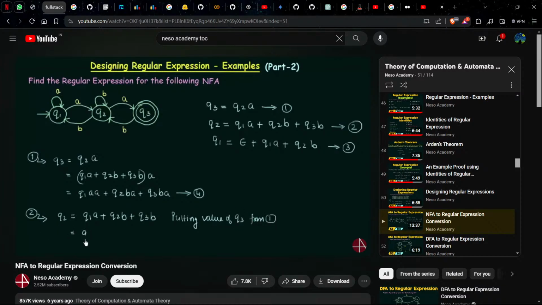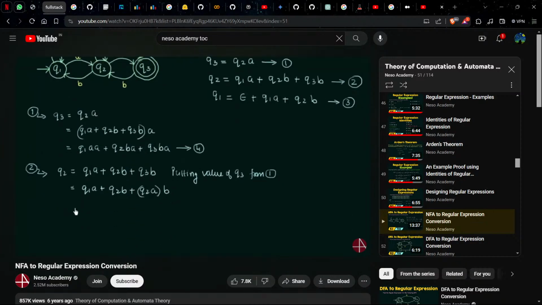So what do I get? Q1A will remain the same, Q2B also will remain the same, and Q3 can be written as Q2A, that is from equation number 1, and B as it is. Now let us simplify further. Q1A plus Q2B plus, I take this B inside, so this becomes Q2AB. Now we see that we have Q2 two times, so I can take Q2 common from this. So Q2 equals Q1A plus Q2 times B plus AB.